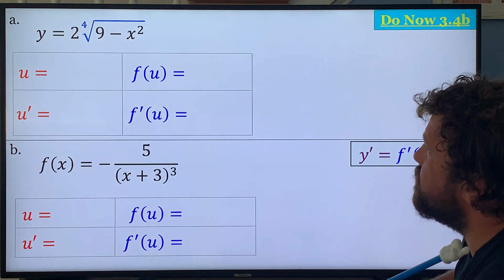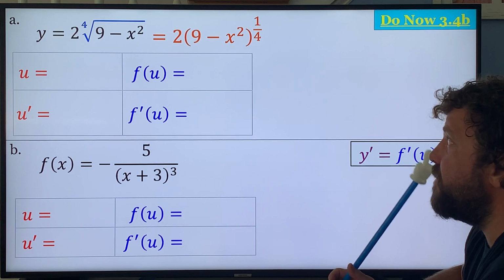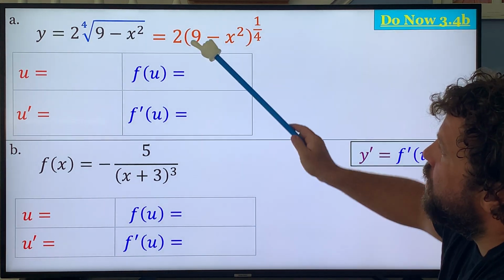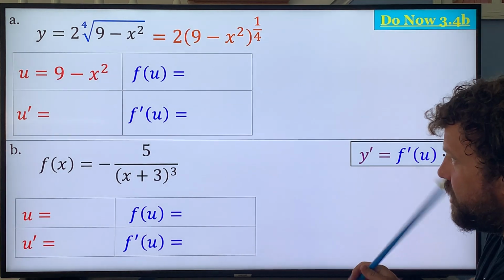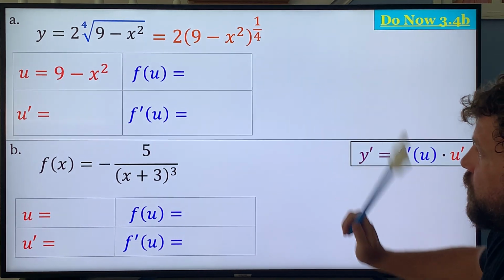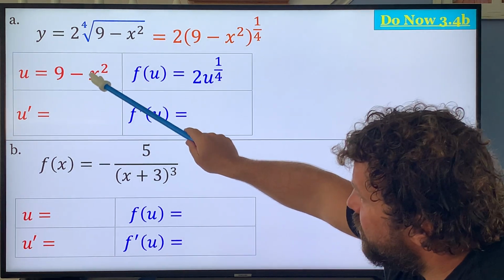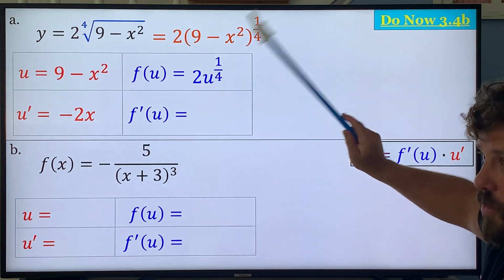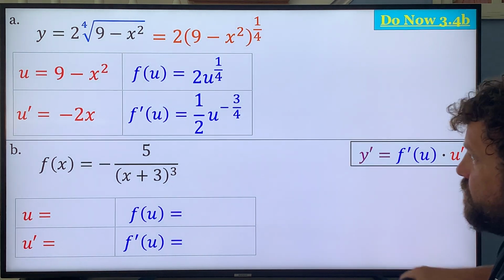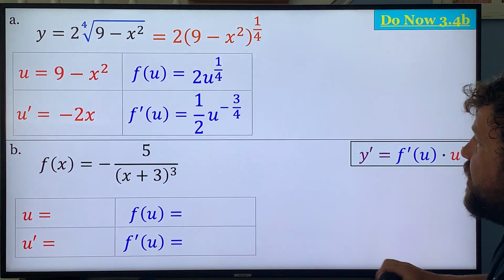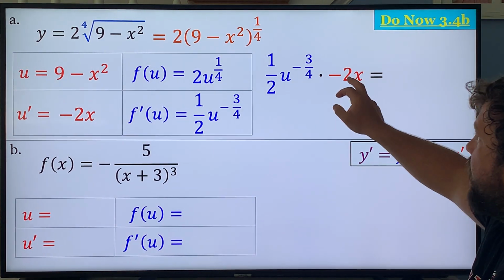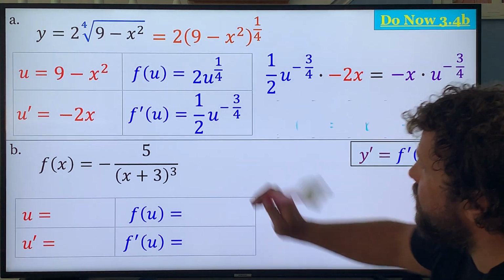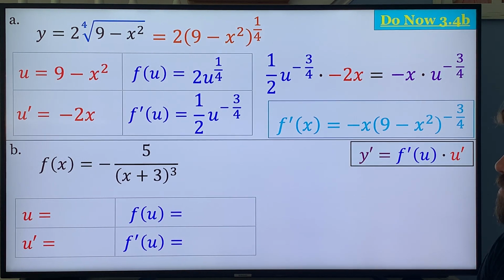2 times 9 minus x squared to the 1/4 power. If this was a 6, this would be 1/6 power, and so on. What's your u? Inside, 9 minus x squared. F of u is 2u to the 1/4. Negative 2x, and 1/4 of 2 is 1/2. 1/4 minus 1 is negative 3/4. Multiply them together. Oh, this comes out nice. Half of negative 2x is negative x, u to the negative 3/4. Negative x, 9 minus x squared to the negative 3/4. Right.